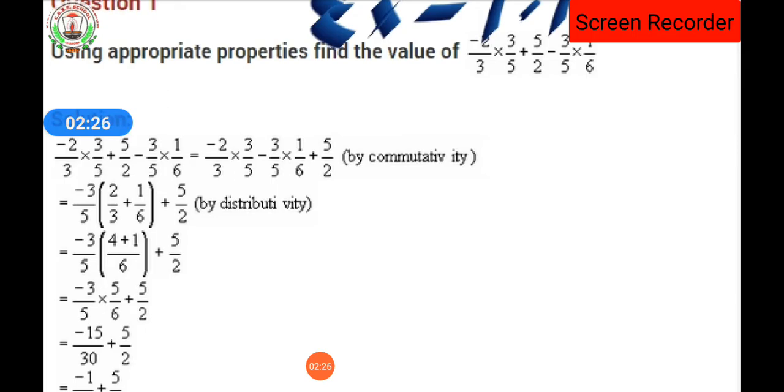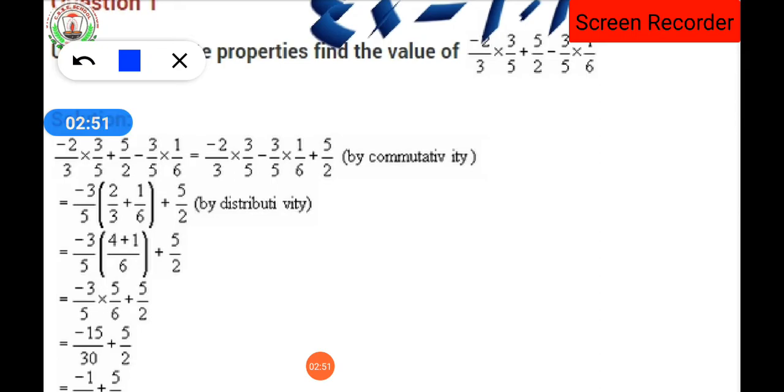Okay, in order to start this exercise, students, please go through the properties once. In the starting of this session in the month of April, I had already explained to you about the properties many times. So here directly we are going to start the revision from exercise 1.1, question number 1, using the appropriate property.